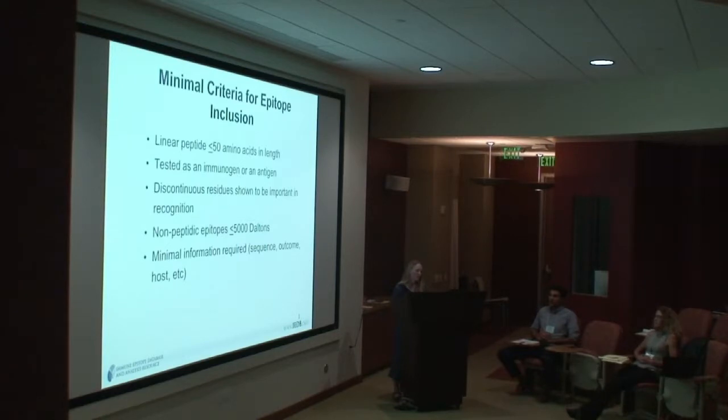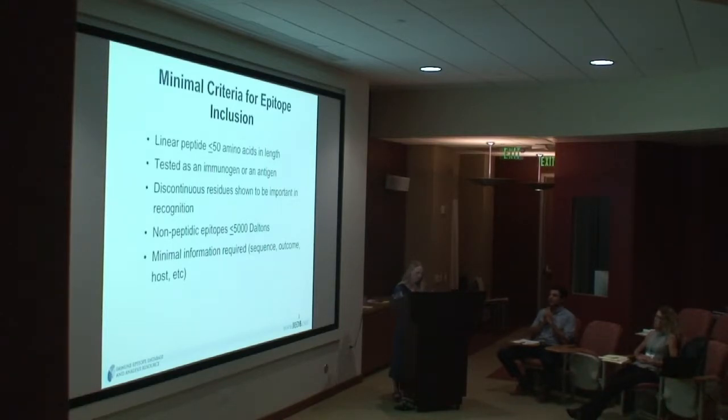And then we do capture discontinuous residues also, when they show that mutation or a substitution of a specific residue affects binding. We capture that as a discontinuous epitope. And then we also have non-peptidic epitopes, carbohydrates, lipids, chemicals, anything that the immune system is recognizing. And then the minimum information to curate is we must know the exact sequence for a peptide. If the authors just give start-stop positions, that's not enough to know exactly what was tested, so we'll contact the author if we need to.